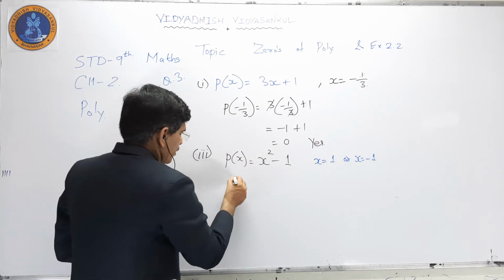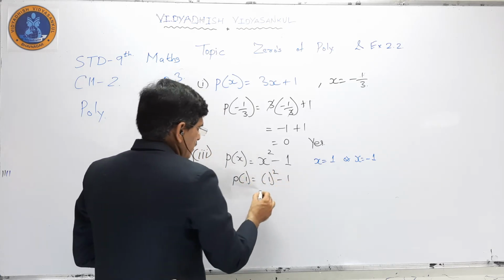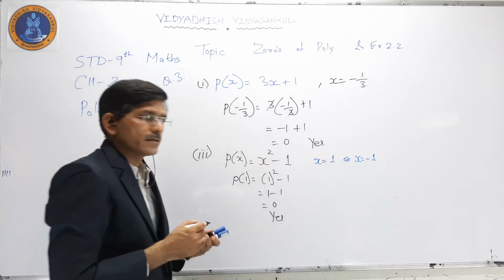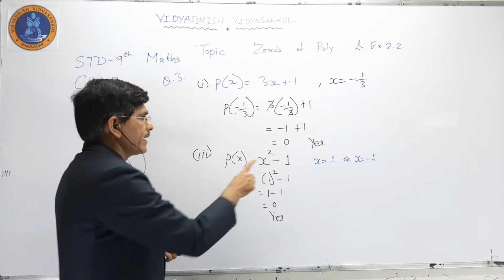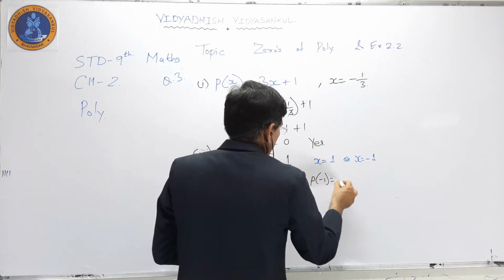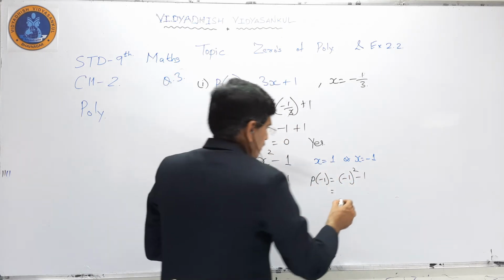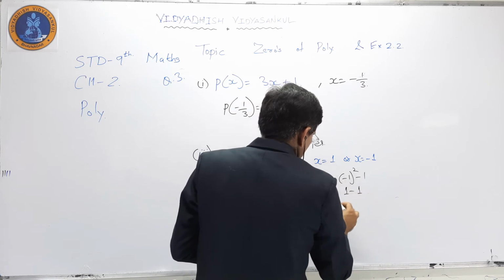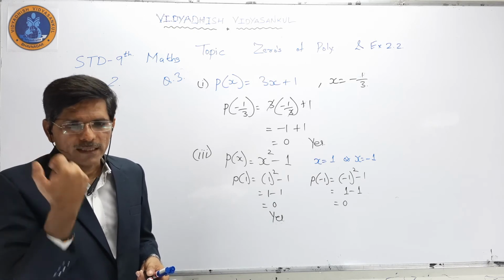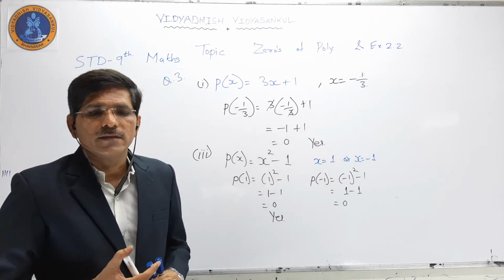So now P of 1, that is 1 square minus 1. 1 minus 1, that is 0. So we can say yes. Now if I put this value again as minus 1, P of minus 1 is minus 1 square. Minus 1 square is 1. So 1 minus 1, that is 0. So for P of minus 1 we get the answer 0 again.